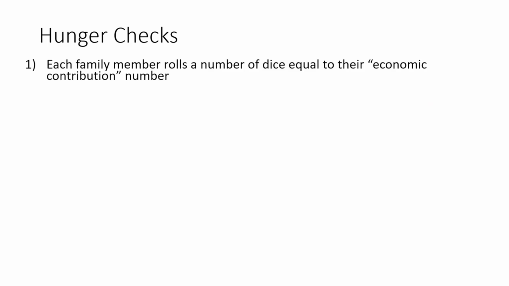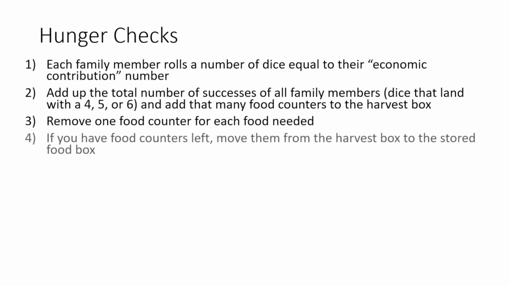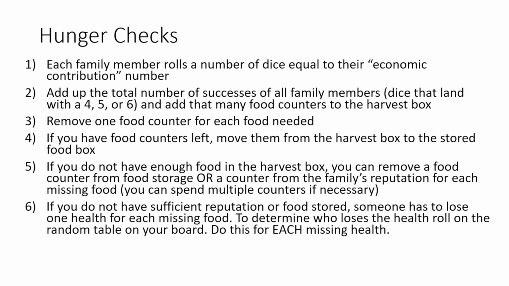So again, we have a hunger check. Each family member rolls a number of dice equal to their economic contribution number. Add up the total number of successes of all family members and add that many food counters to the harvest box. Remove 1 food counter for each food needed. If you have food counters left, move them from the harvest box to the stored food box. If you do not have enough food in the harvest box, you can remove a food counter from food storage or a counter from the family's reputation for each missing food. If you do not have sufficient reputation or food stored, someone has to lose 1 health for each missing food. To determine who loses the health, roll on the random table on your board. Do this for each missing health. If anyone dies, let me know.